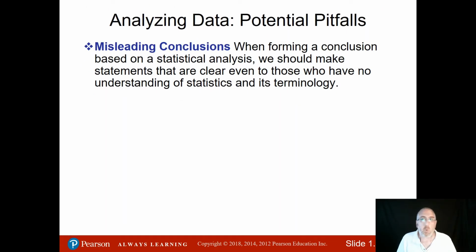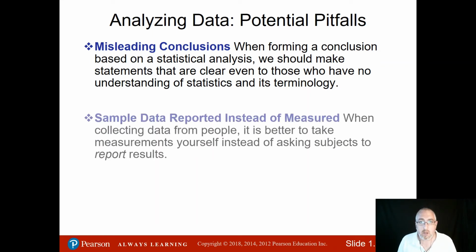So, what are some problems with all of this? We talked a little bit about voluntary responses being a problem, but what about the other end of it? What about the analyzing side of it? What problems can we have there? Misleading conclusions: when forming a conclusion based on statistical analysis, we should make statements that are clear even to those who have no understanding of statistics and its terminology. Sample data reported instead of measured: when collecting data from people, it's better to take measurements yourself instead of asking subjects to report results.